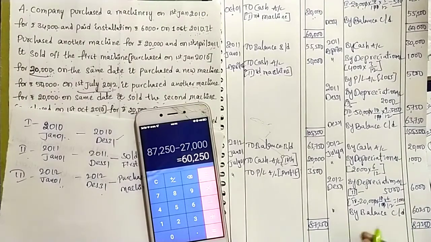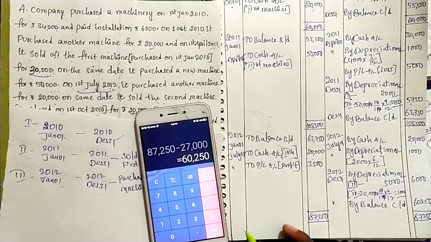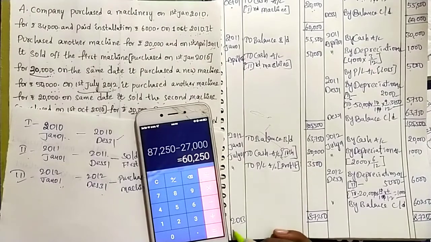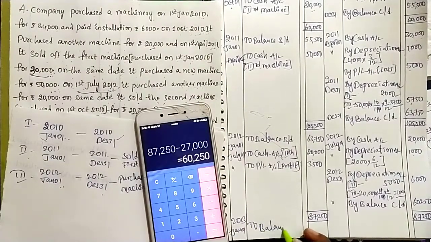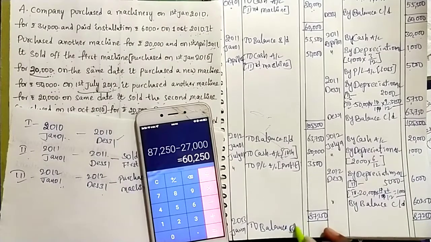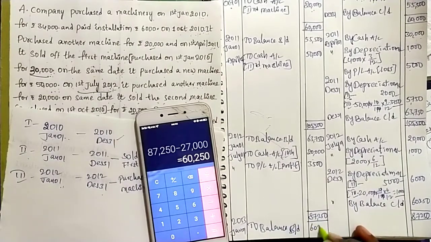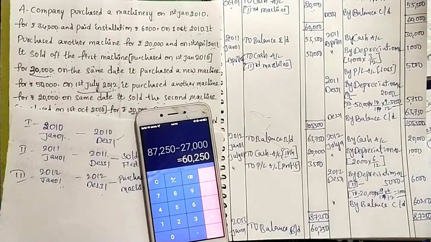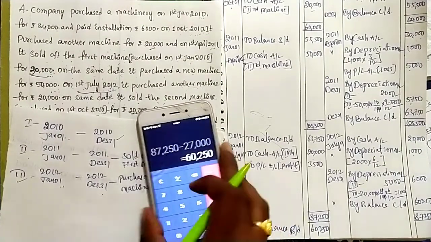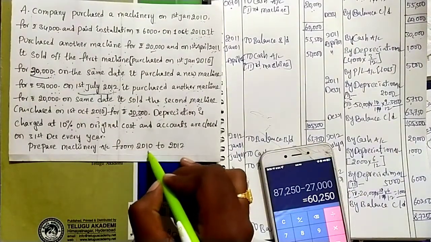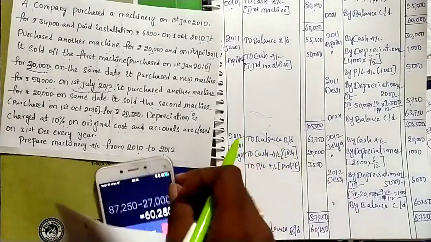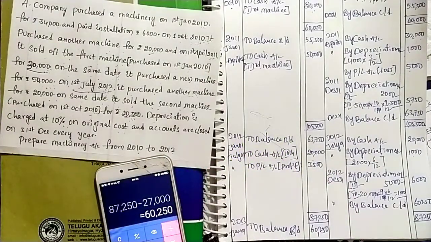This balance is forwarded to the fourth year. What is the fourth year? 2013 January 1st, to balance brought down 60,250. We do not need to provide depreciation for the fourth year because in the question they asked only from 2010 to 2012. We prepared the machine account for the 3 years. Okay, that's it. Thank you.